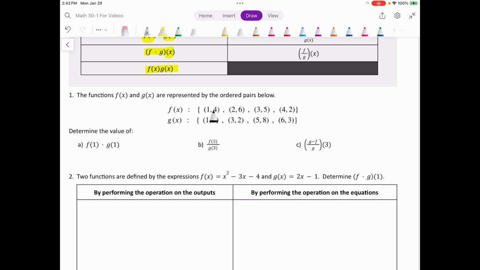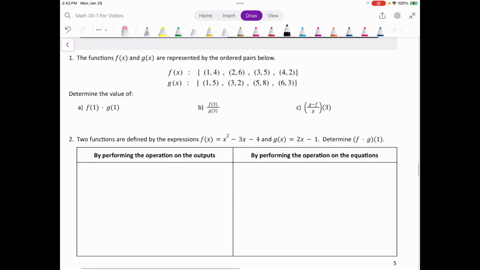So f of 1 is 4, f of 2 is 6, f of 3 is 5, g of 6 is 3. We want to use this representation of these functions to determine the value of, first up, f of 1 times g of 1. We'll take a look. What's f of 1? When x is 1, looks like the value of f is 4. The output is 4 when the input is 1. So f of 1 is just 4. So this is just saying 4 times g of 1. What's g of 1? g of 1 is 5. When x is 1, the value of g is 5. This is g of 1.